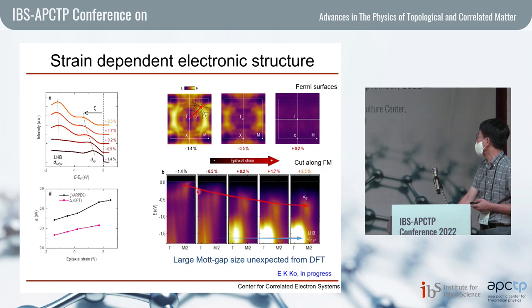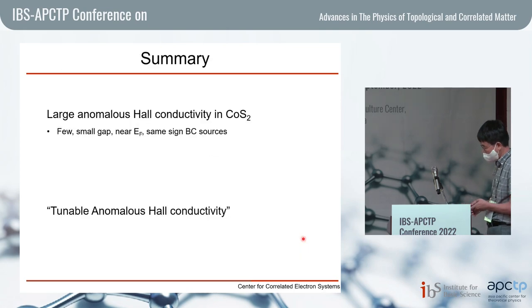For compressive strain, we have metal, but for tensile strain, the system, a one unit cell system, goes into a Mott insulator. You can see that as we go into the Mott insulating state, the lower Hubbard band spectral weight comes up. So hopefully, we can use the same technique for the proximity effect, and grow a single layer on magnetic systems and find a more topological effect.